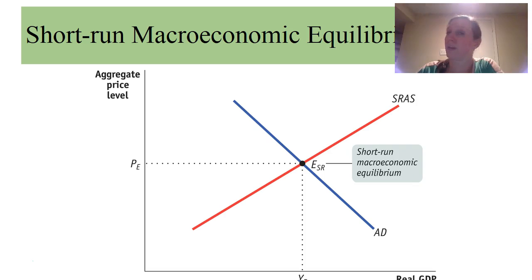You will have your short run aggregate supply curve, which we've talked about, and then your aggregate demand curve. Where these two lines intersect, that's clearly your equilibrium, like it has been since August. Please notice here that there is no long run aggregate supply curve, because we're just talking about the short run right now.